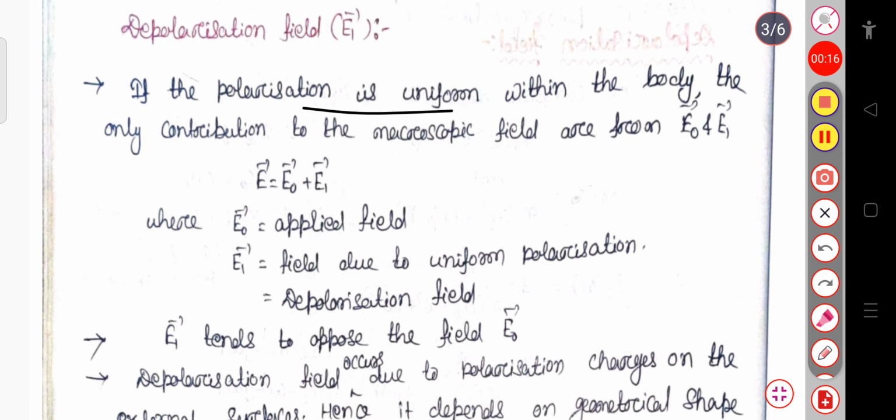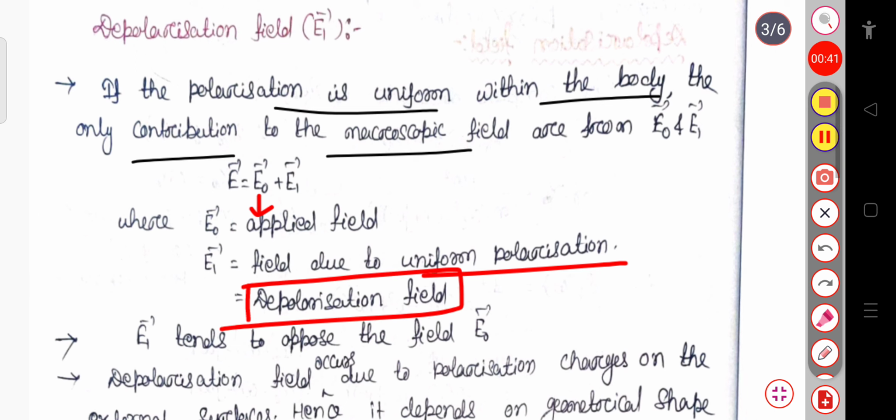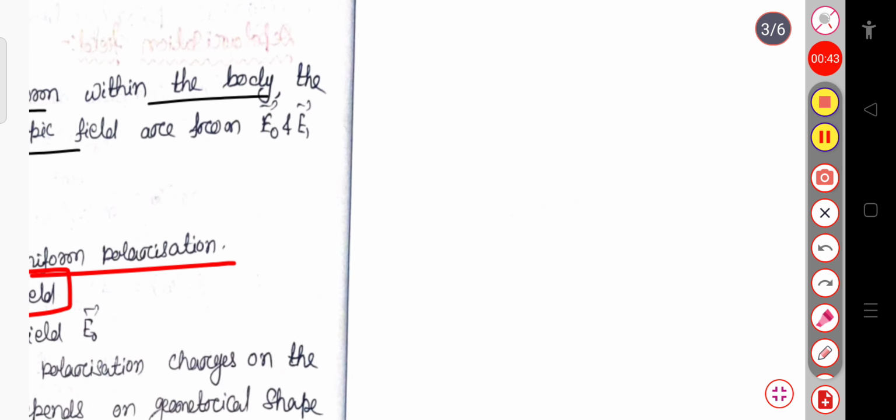If the polarization is uniform within the body, the only contributions to the macroscopic field are from E0 and E1. And what are these E0 and E1? The total electric field E will be equal to E0 plus E1, where E0 is the applied field and E1 is the field due to the uniform polarization, and that is called the depolarization field.